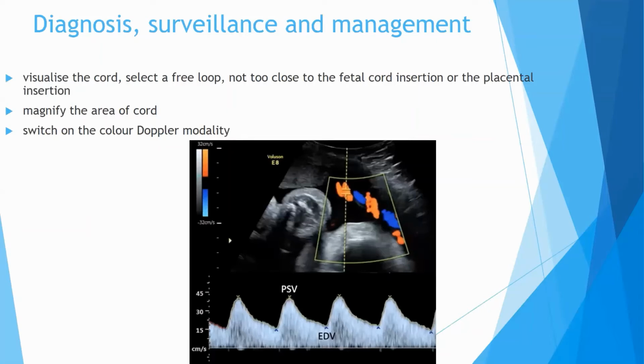So in order to sample the umbilical artery Doppler, we need to visualize the umbilical cord. Once we visualize the umbilical cord, we want it to be a free loop of cord. We don't want it to be close to the fetal cord insertion or the placental insertion. And then we magnify the area of the cord, switch on our color Doppler, and then we measure. And our gate should be 2 millimeters or smaller.